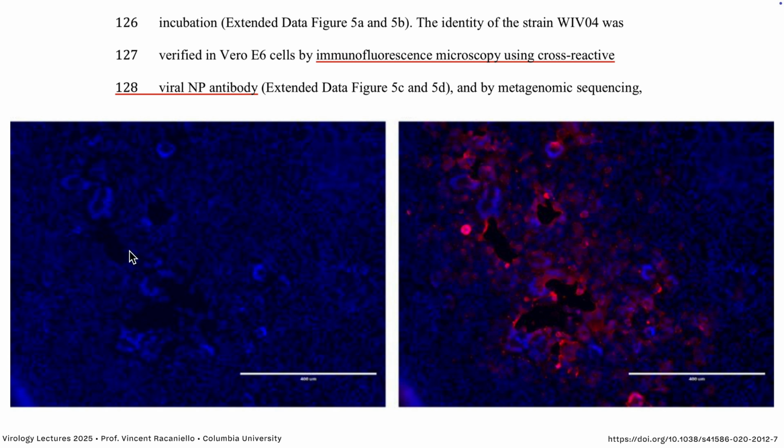So on the left are the control cells that are uninfected, and on the right are the cells where the BALF was added. And you can see the red. That shows you there are viral proteins made. So this experiment shows you that the pneumonia patient was infected with a coronavirus of some kind. So this is a very powerful technique.